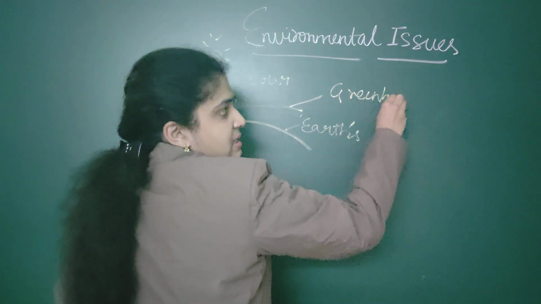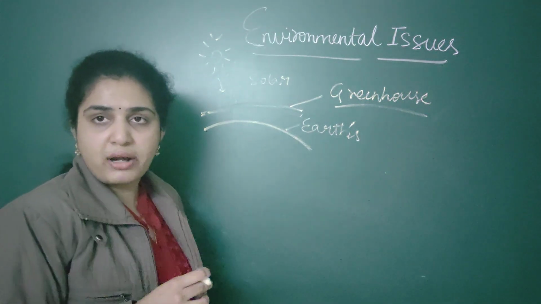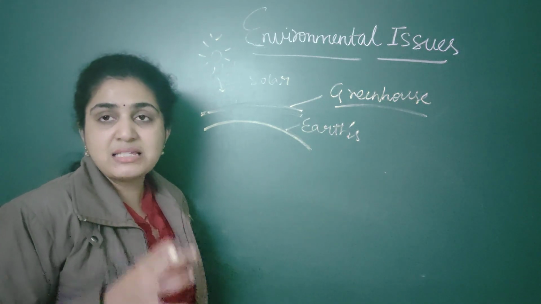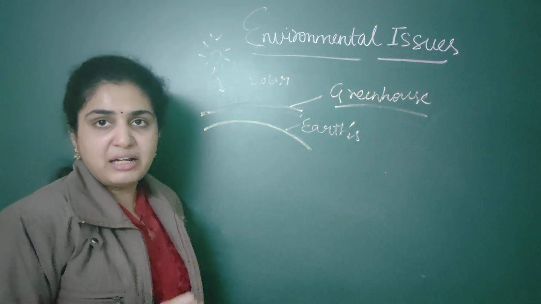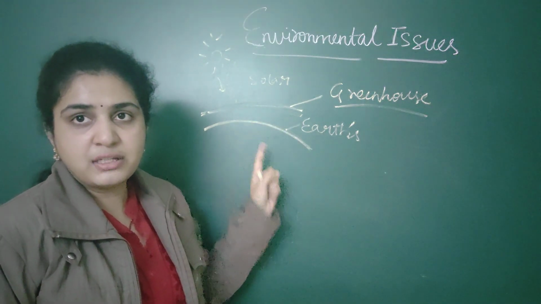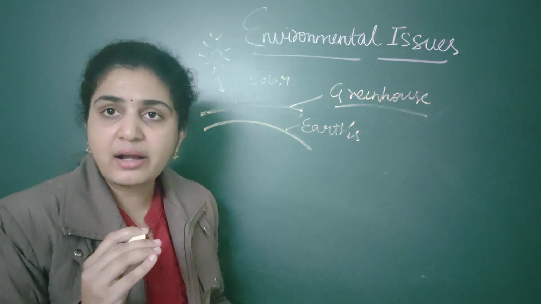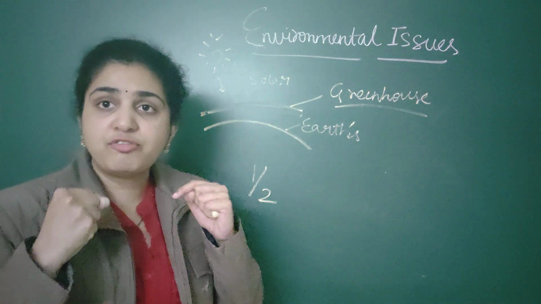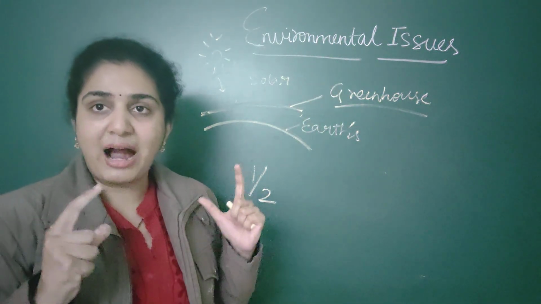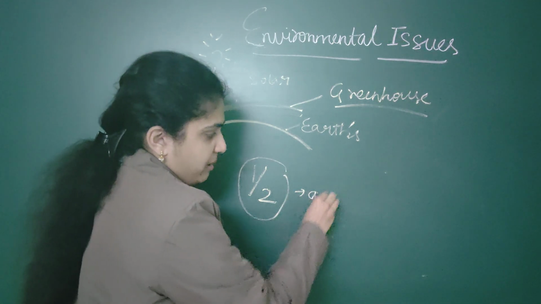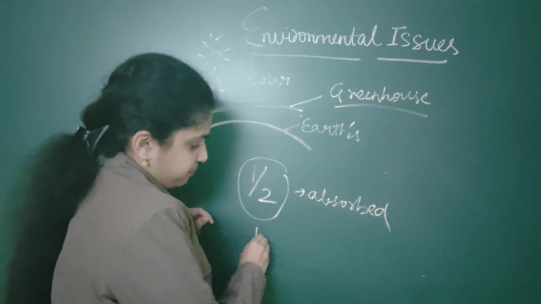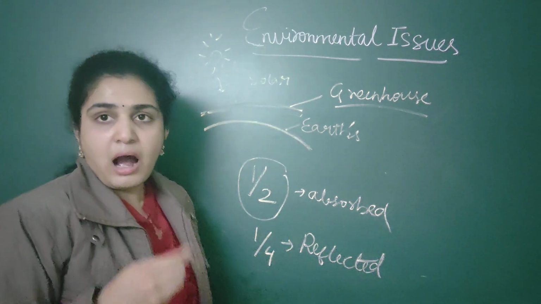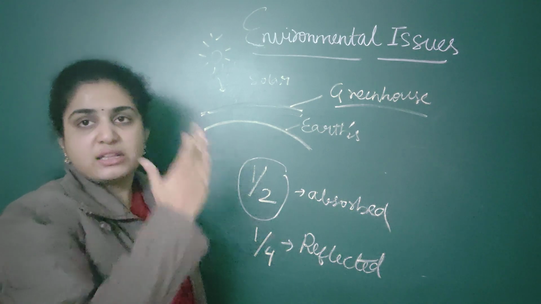What are these greenhouse gases which I have specified? All the four gases: carbon dioxide, methane, and the two others, chlorofluorocarbons as well as nitrous oxide. So they are in between. When the solar radiation is falling on the Earth's surface, only half of the solar radiation is absorbed by the Earth's surface. The rest is reflected back. Ideally, half is absorbed by the Earth's surface, then 1/4 is reflected back.